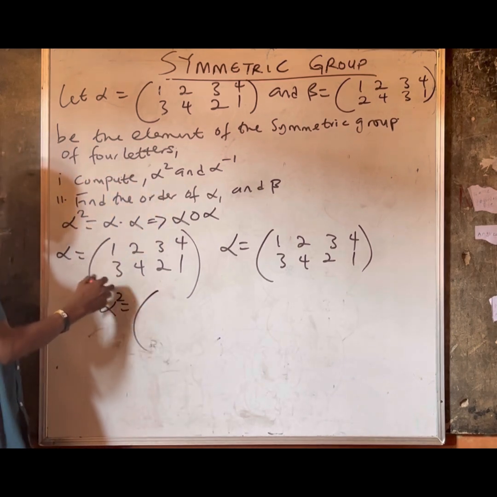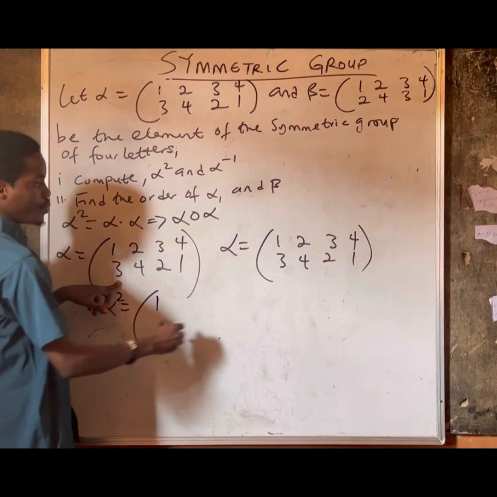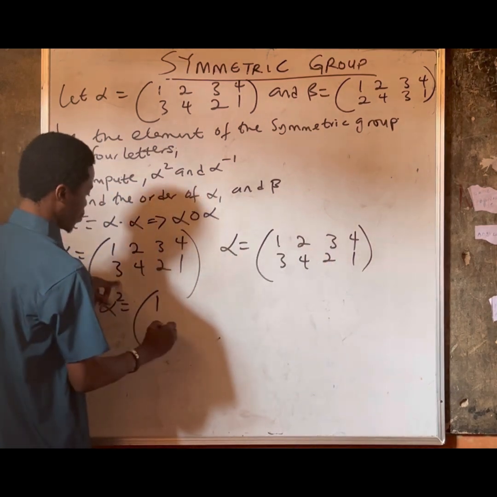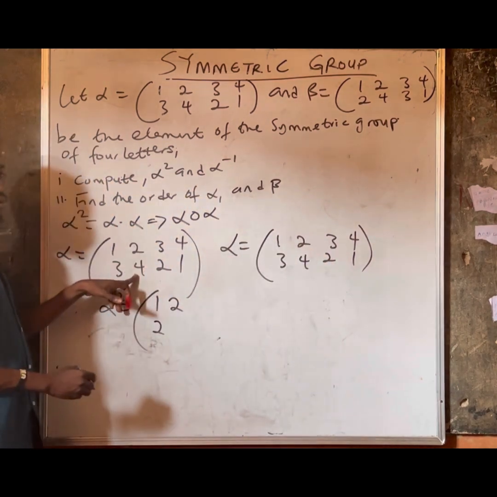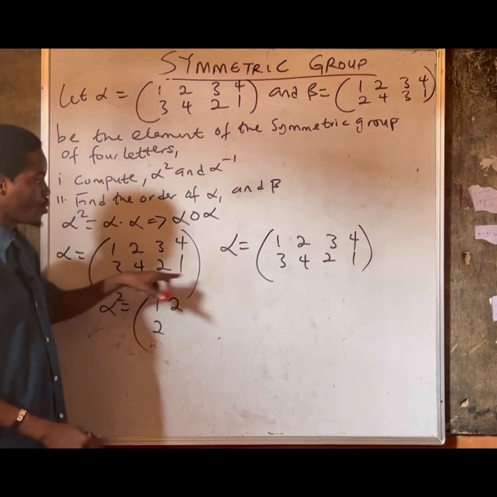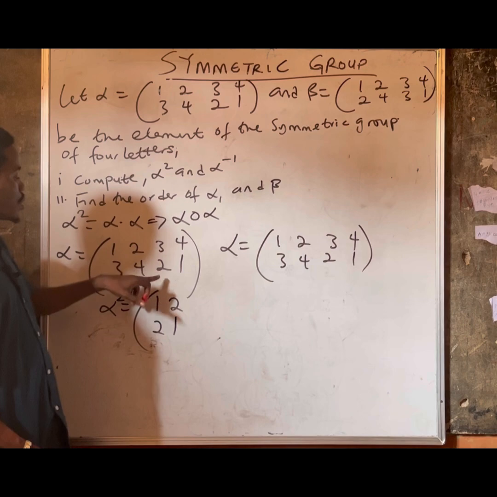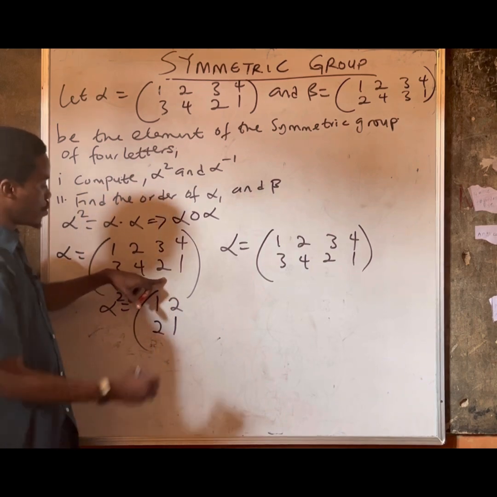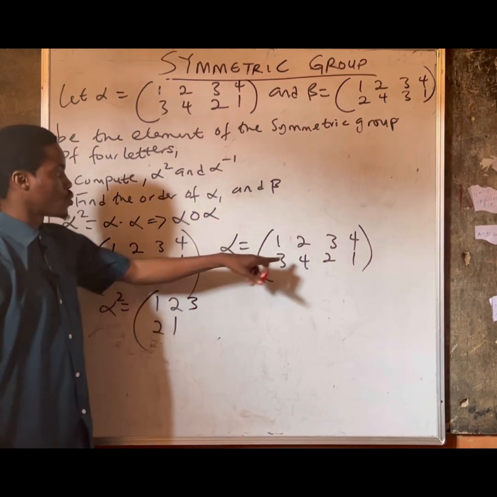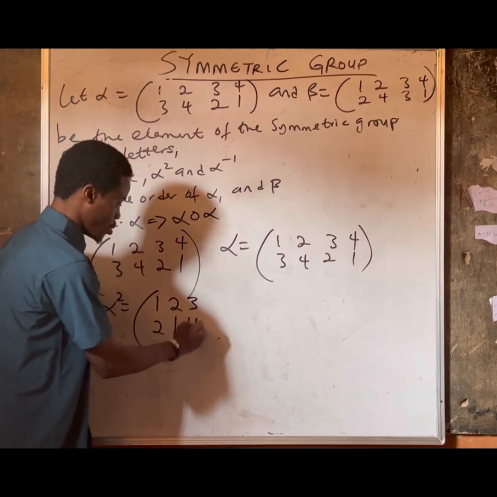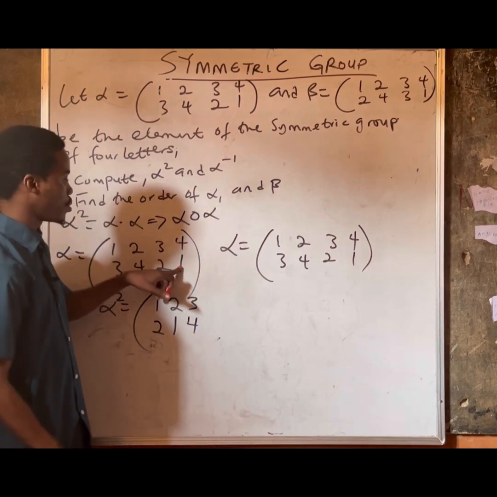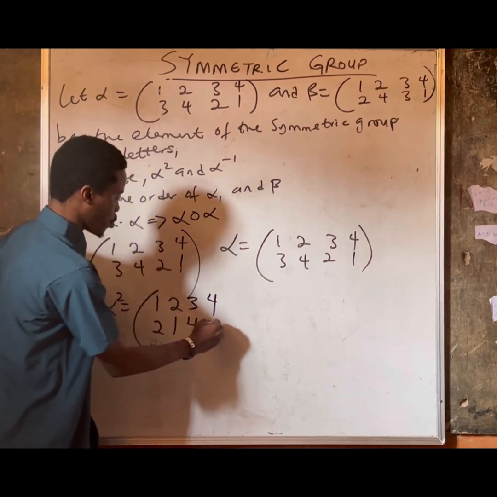1 is mapped to 3. So 3 is mapped to 2. 2 is mapped to 4. 4 is mapped to 1. Then 3 is mapped to 2, 2 is mapped to 4, then 4 is mapped to 1, and 1 is mapped to 3.